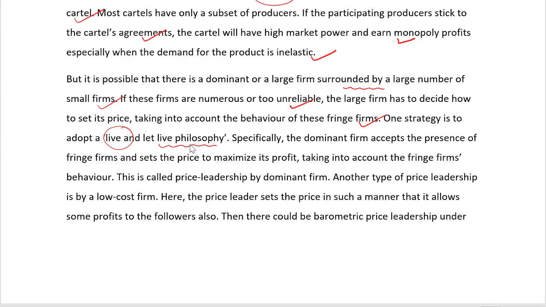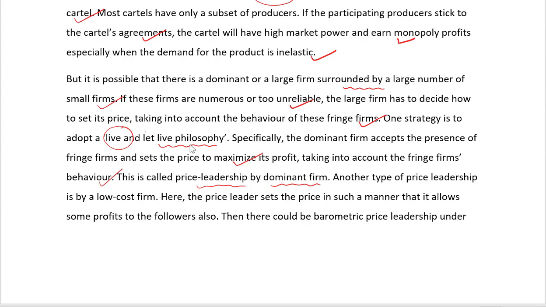Specifically, the dominant firm accepts the presence of fringe firms and sets the price to maximize its profits, taking into account the fringe firm's behavior. This is called price leadership by dominant firms.